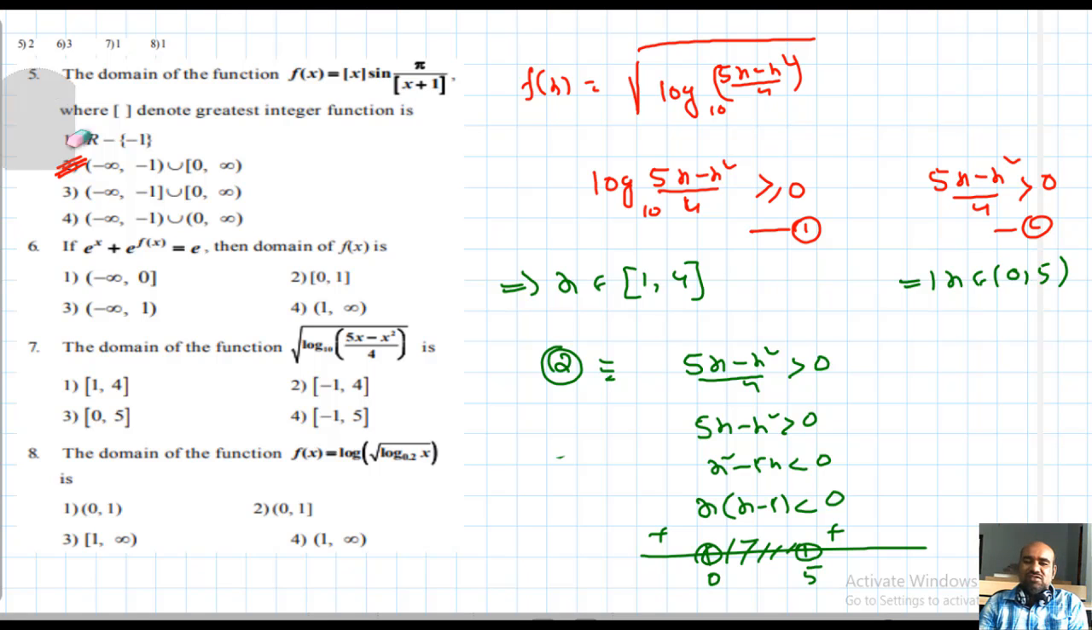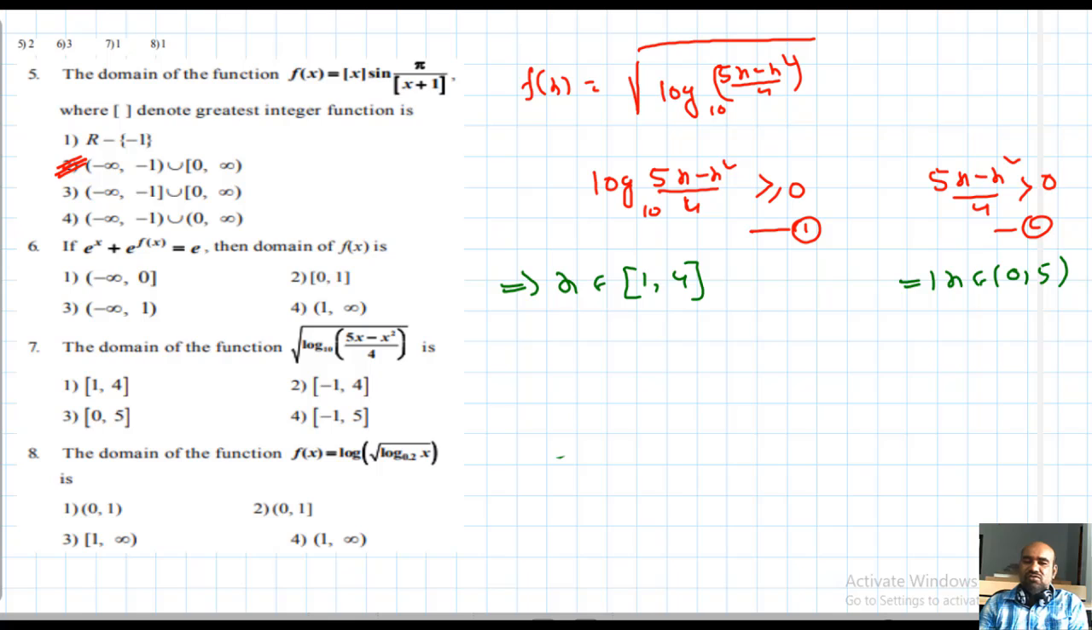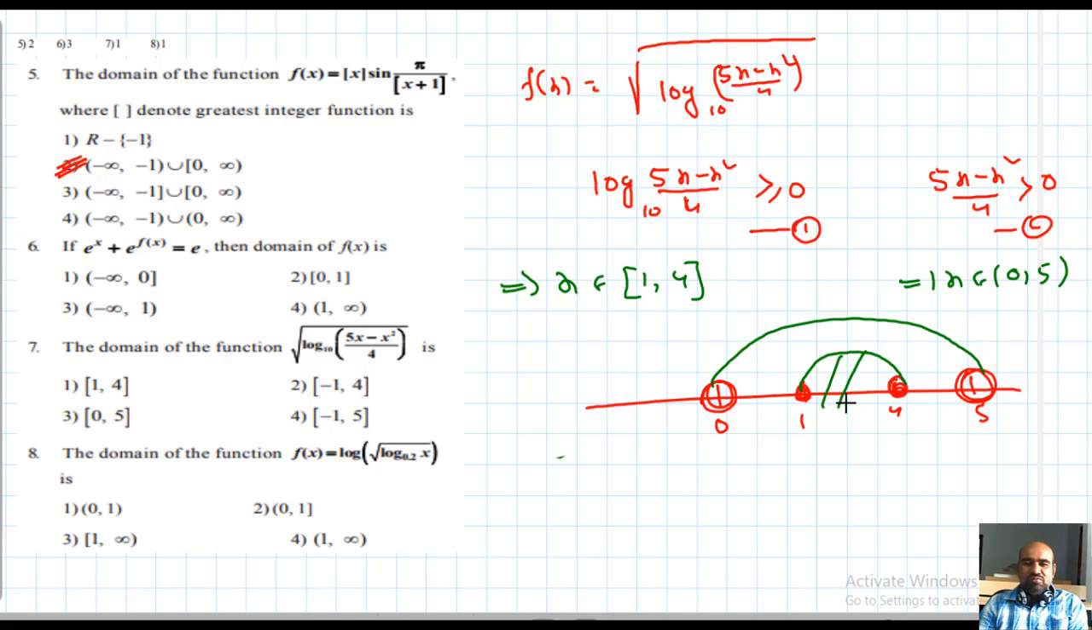Now I want to find their intersection. Students listen, interesting one. 0 open, 5 open, 1 closed, 4 closed. So second one saying that your x should be in between these two. What first one saying your x should be in between this. So intersection is this one. Therefore, x belongs to closed 1 to 4 is the domain of the given function. Okay, so I can go with option 1.